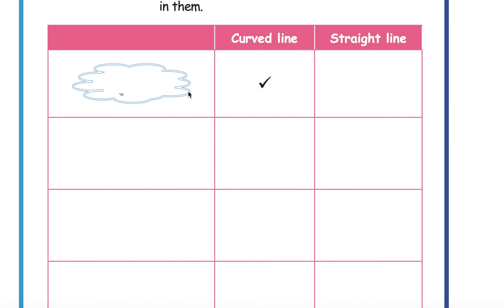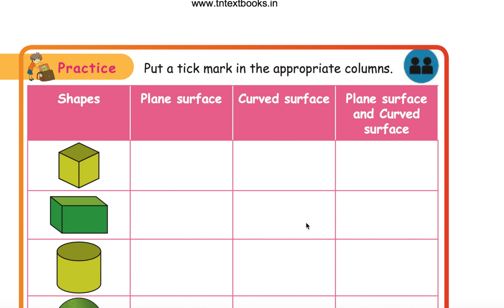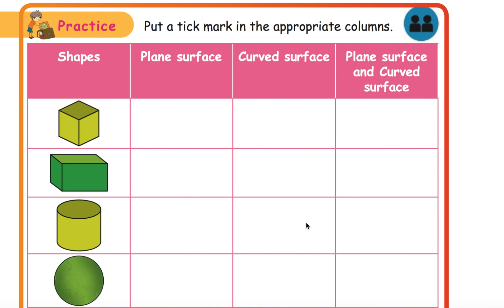If it is having only straight lines, put a tick mark here. If it is made up of curvature like this, put a tick mark here. Put a tick mark in the appropriate columns. Now first shape, see the first shape, plane surface or curved surface. This is plane surface only, put a tick mark here. This is also plane and this has a curve, right.